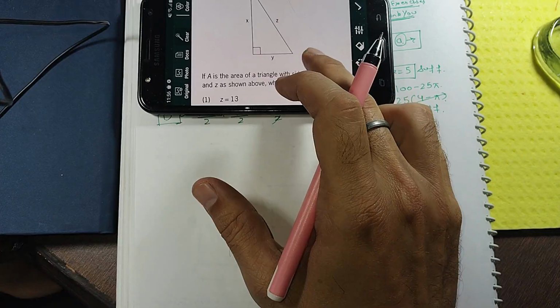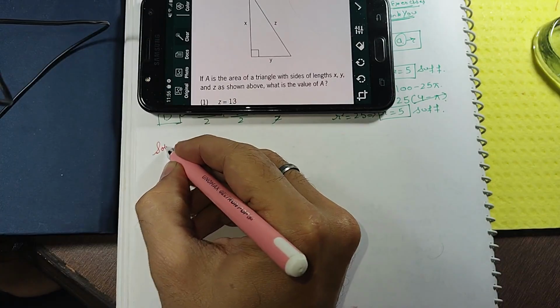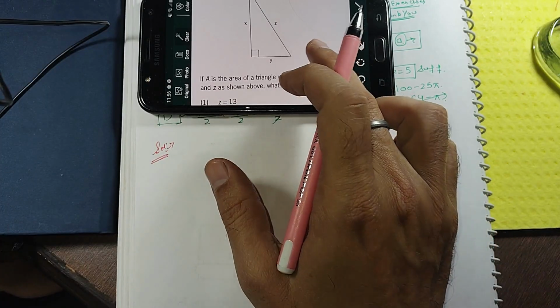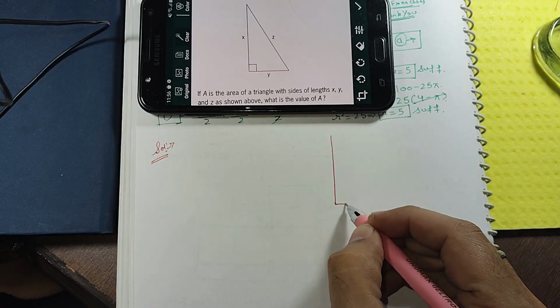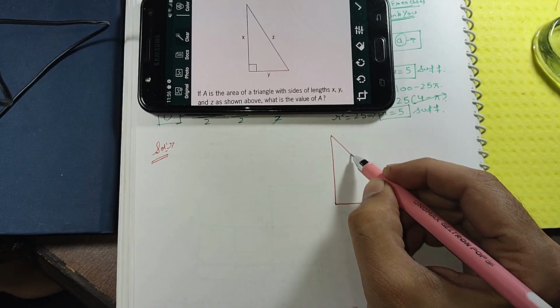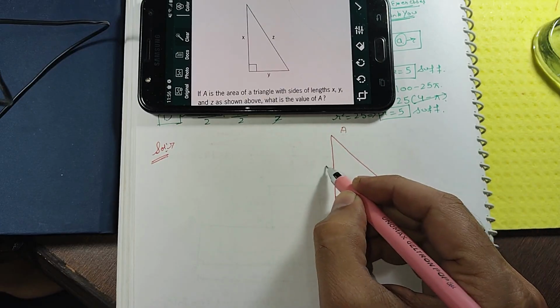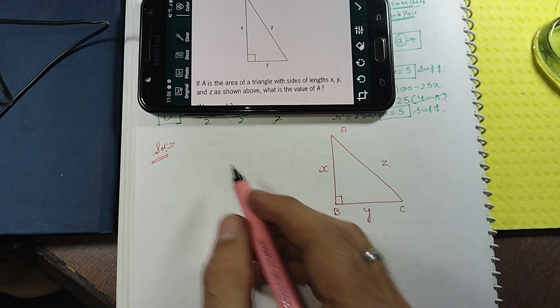Hello students. Today's first question is, if A is the area of a triangle with sides of length x, y and z as shown above, what is the value of A? So this is a right triangle which has been given to us with sides x, y and z. Let us suppose this triangle is ABC with sides x, y and z. We have been given that A is the area of this right triangle.